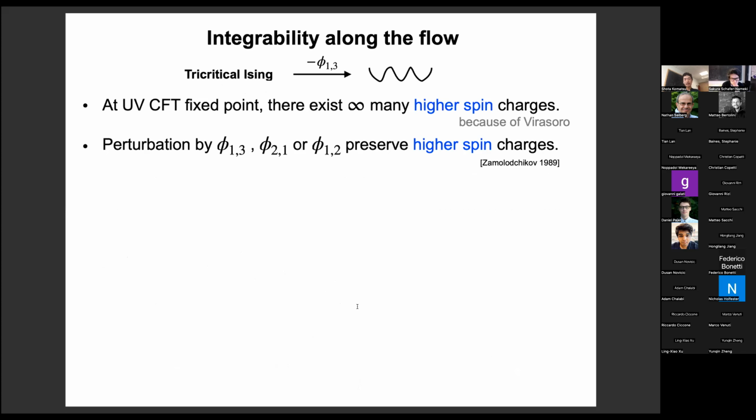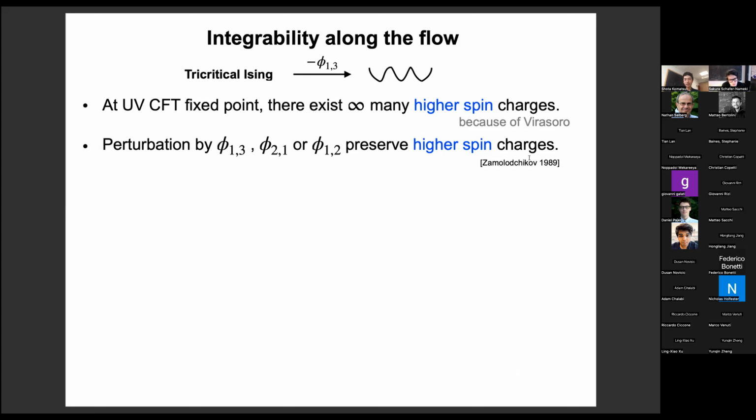So as I said, what I'm going to study is this flow starting from the critical Ising model perturbed by phi 1,3, and then going to the massive vacuum. This flow has a nice property that it preserves integrability. At the UV fixed point, which is basically just a critical Ising model, there exist infinitely many mutually commuting higher spin charges. That's just a consequence of the Virasoro symmetry.